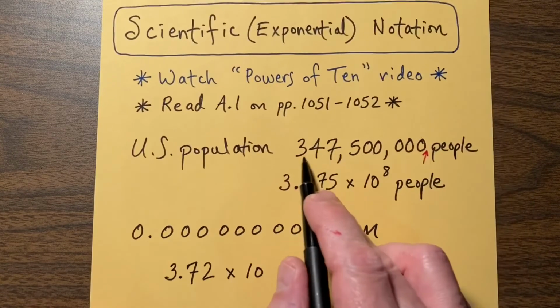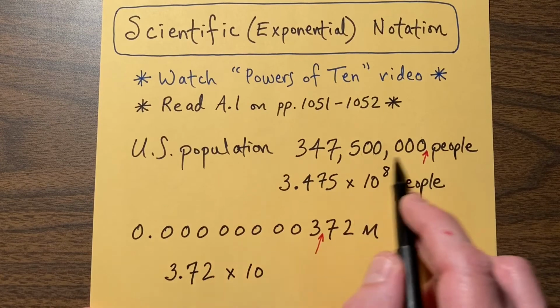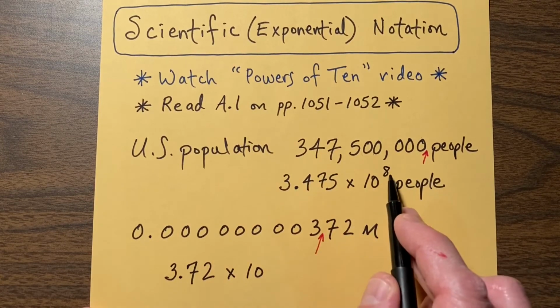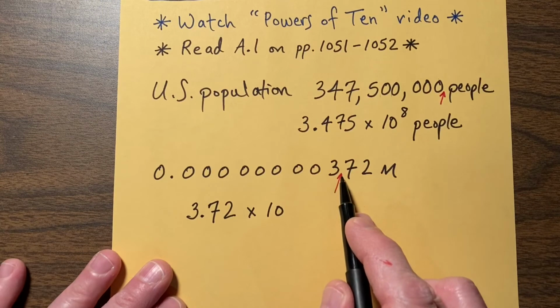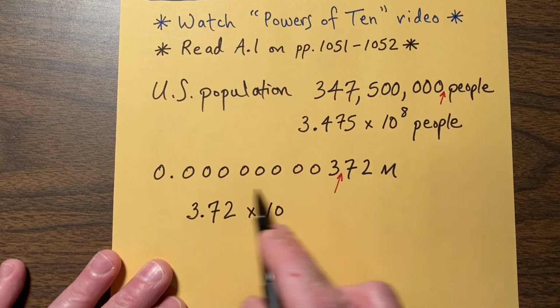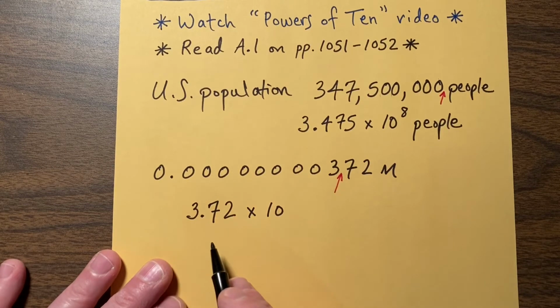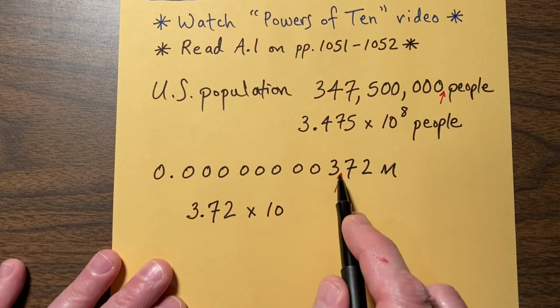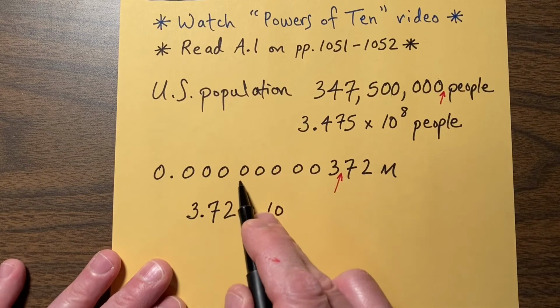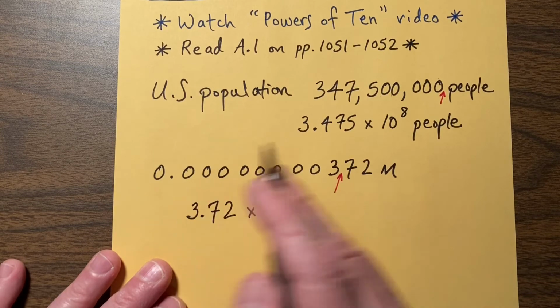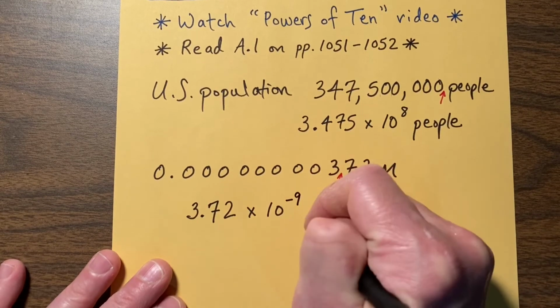Now in this example, I was moving to the right, so my power of 10 is greater than 1. If I have to move the decimal I'm making up to the left, to the real decimal place, the power of 10 is negative. So it's 10 to the negative 1, 2, 3, 4, 5, 6, 7, 8, 9. 10 to the negative 9th meters.